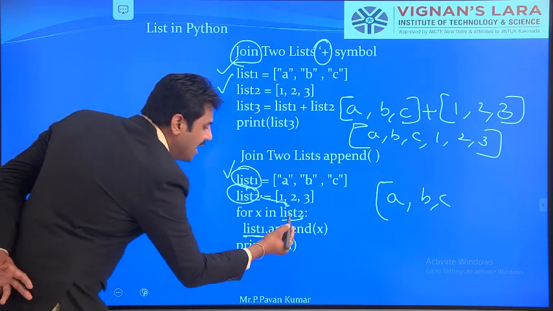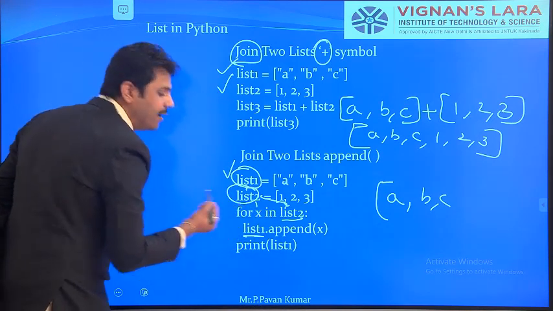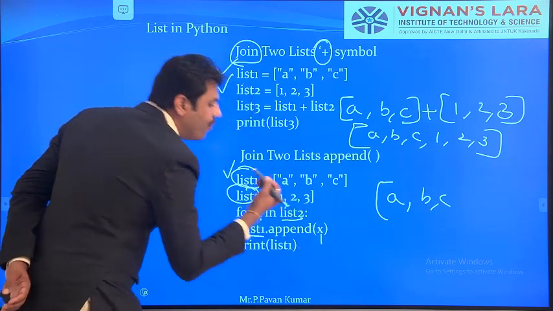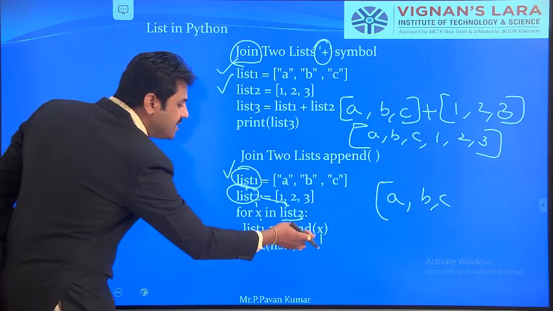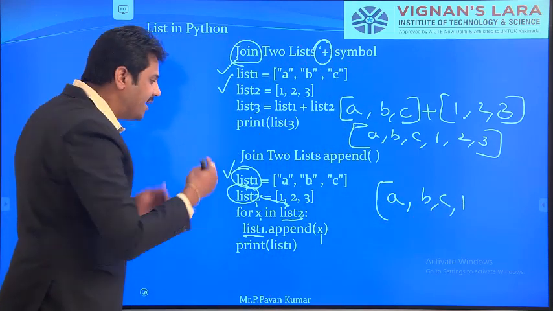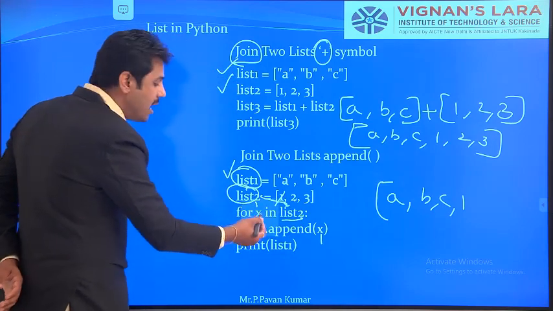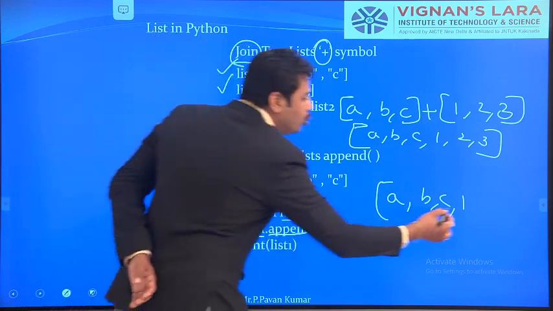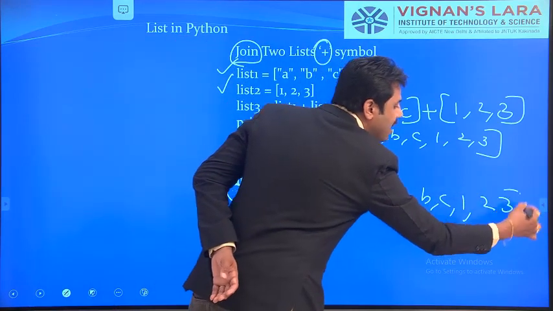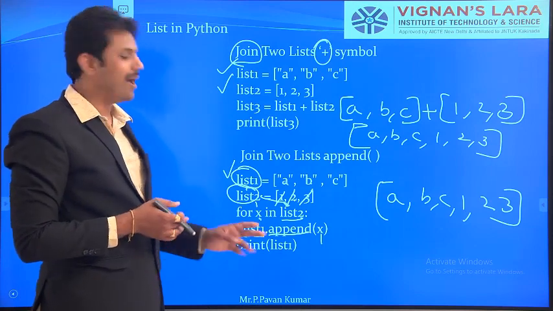That means for the first iteration, list 2 sends 1 here. X is 1. List 1 dot append of 1. That means this value 1 is going to be inserted and updated. For the second iteration, 2 is going to be placed in X and appended. Like this, the third one, 3 is going to be placed. Like this, you perform the join operation by using a for loop.